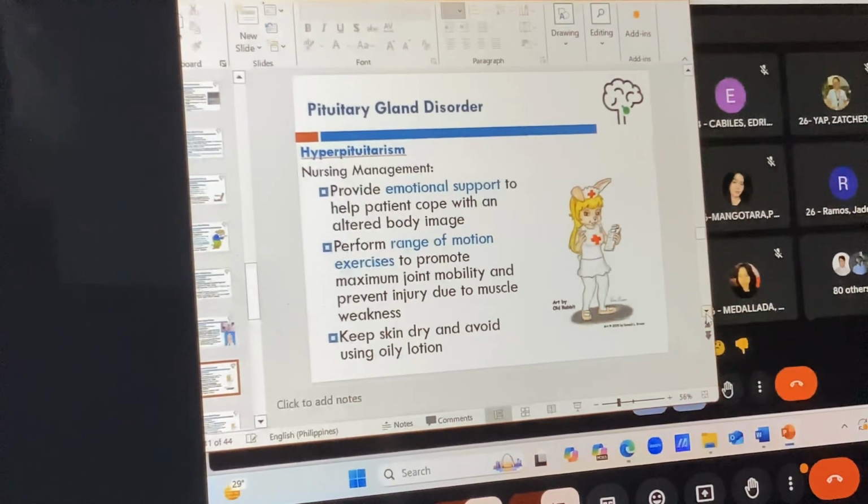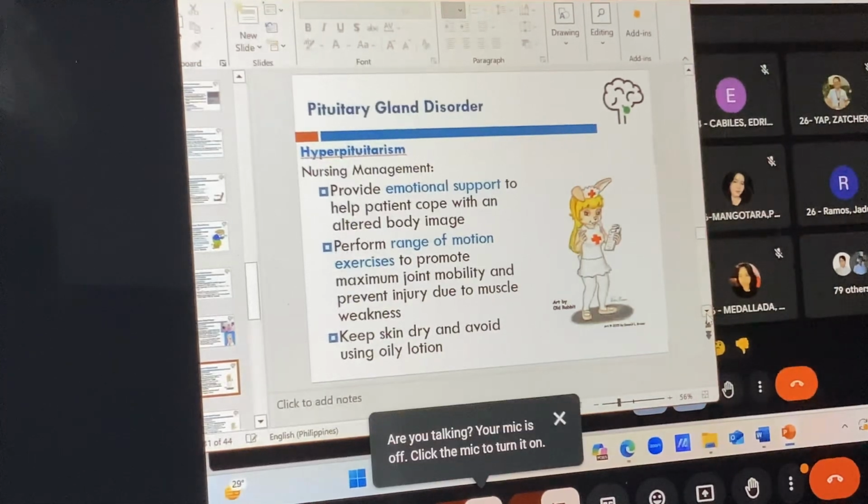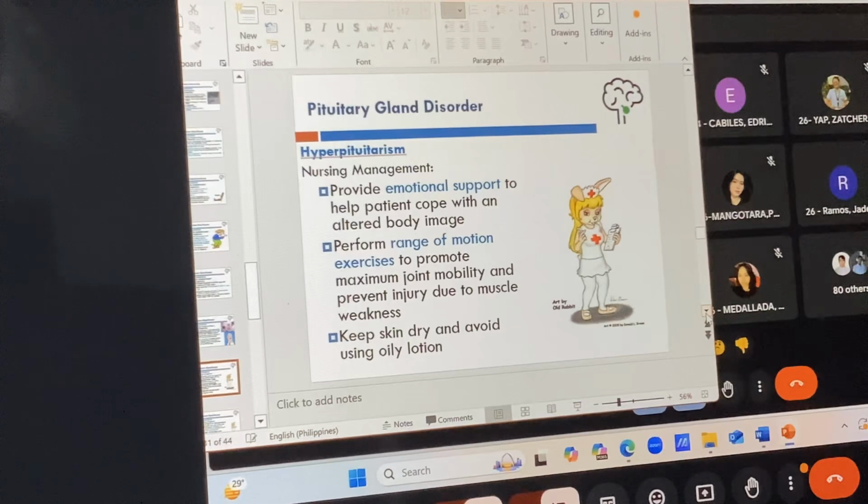Now, provide emotional support. Kasi alam natin, patient ninyo will have an impairment of the body image. Katulad niya, nakikita nyo, meron siyang catheter sa ilong, meron siyang nasal pack. And of course, what is important, try to talk with the patient and reassure the patient that after several days, catheter will be removed and the condition improve.